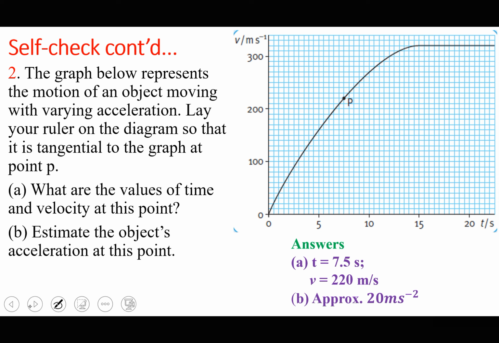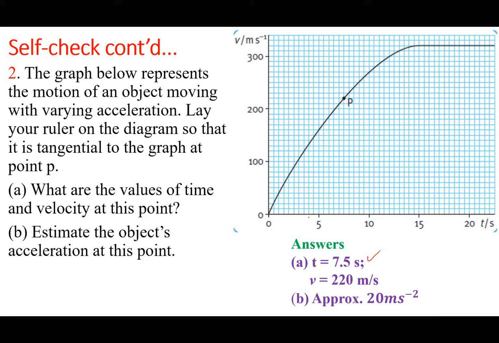The graph below represents the motion of an object moving with a varying acceleration. Lay your ruler on the graph so that it is tangent to the graph at point P. What are the values of time and velocity at this point? So you can put your ruler there and see the value of t. I think 7.5 is fine.